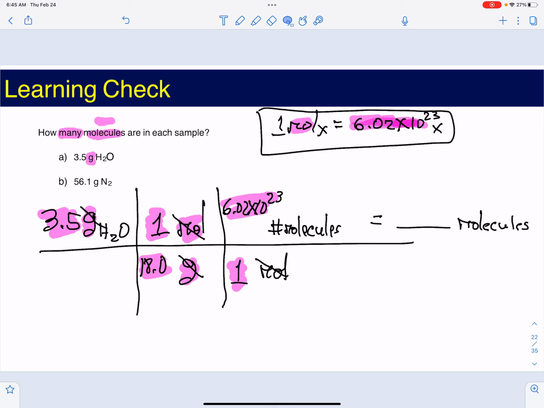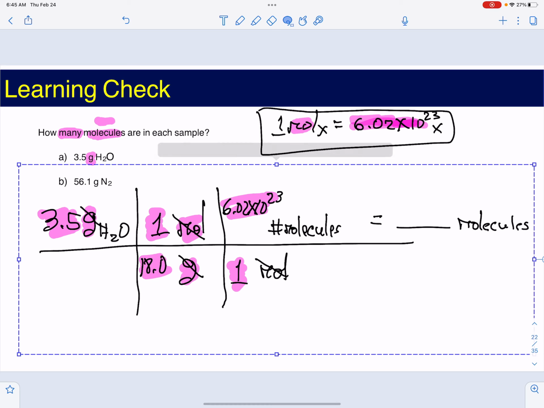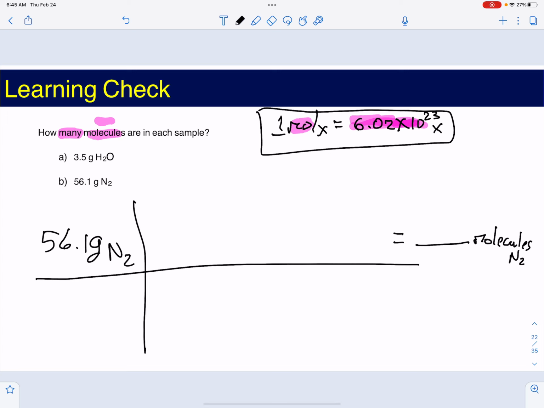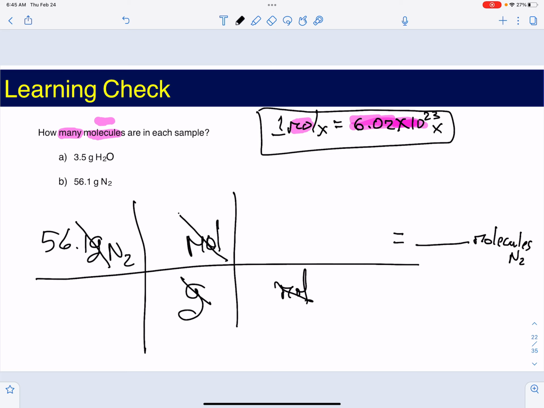Let's do the next one. Given 56.1 grams of nitrogen, can you tell me the number of molecules of nitrogen that we get? Once more, we don't care about the grams because we want the number of molecules, but we have to go through the mole first. Once we do that, we do not care about the moles because we want the number of molecules.